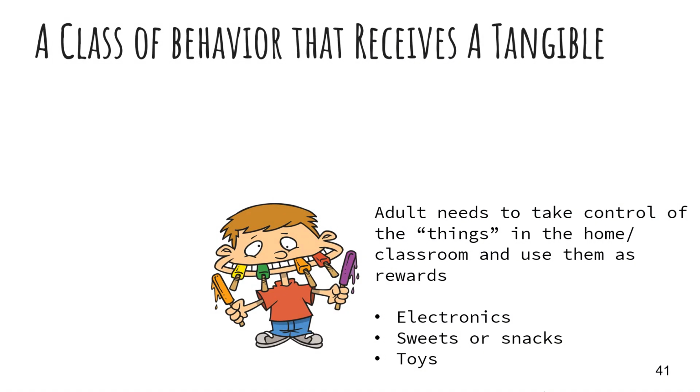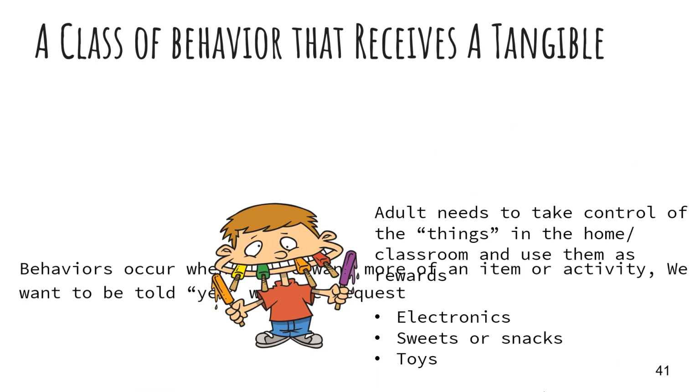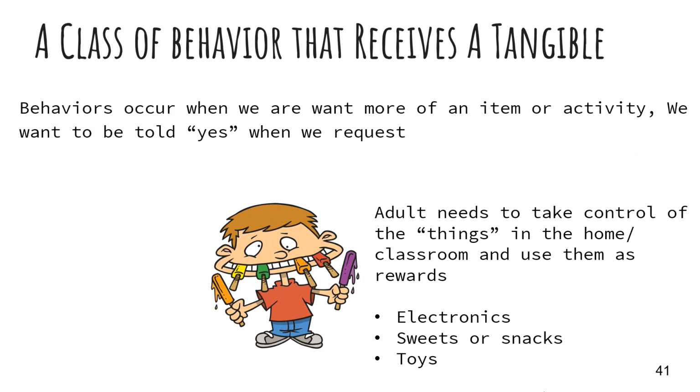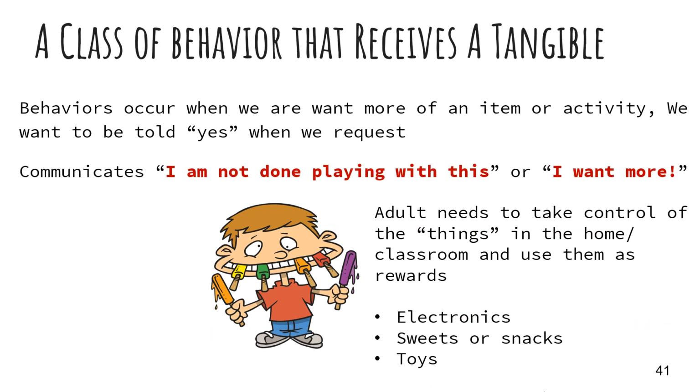A class of behaviors that receives tangibles. So these are behaviors that occur when we want more of an activity or an item. We want to be told yes when we request. So if I want a popsicle and I ask for it, I'm expecting that I'll get it. And if I want 5 popsicles, I'm expecting that I'll get it. And if I don't get my popsicles, I might get upset. So this is a way for somebody to communicate, I'm not done playing with this item, or I want more of what this item is.